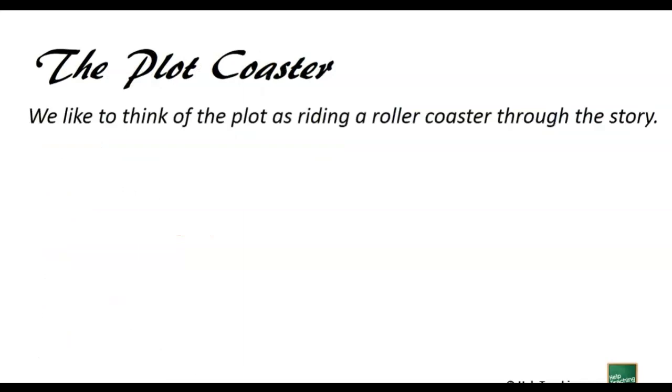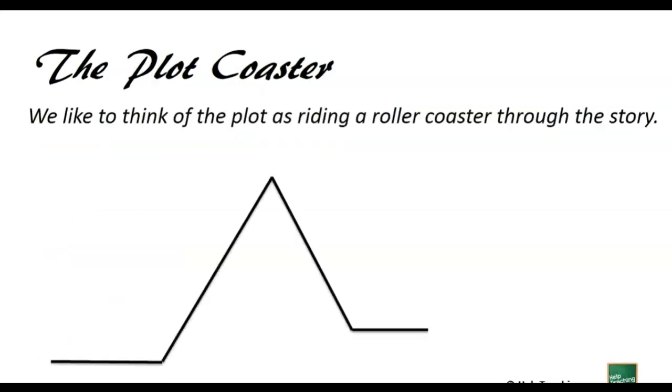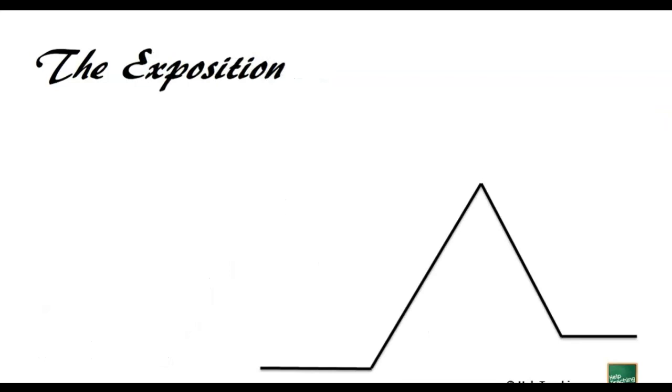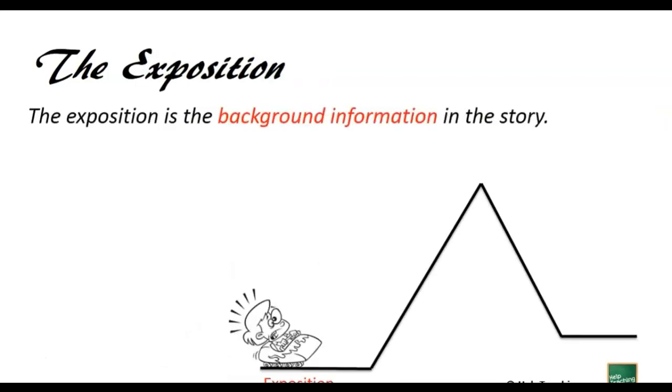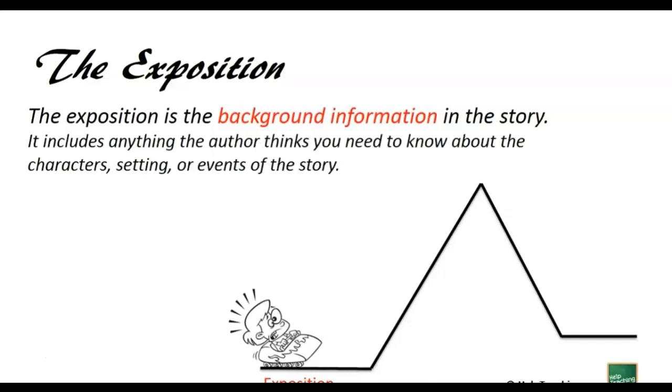So we start with the exposition, and we can think of the plot pyramid as riding a roller coaster through a story. At the very beginning, we start at the exposition. We get ourselves together, we're at the beginning, we get the background information of the story. This is where we get everything we need to know about characters, setting, or events.